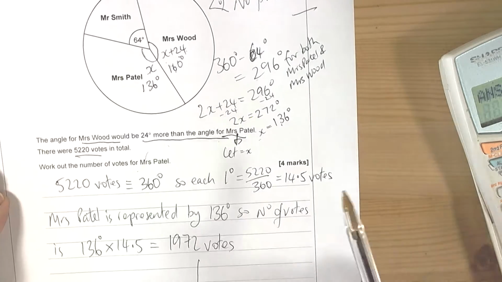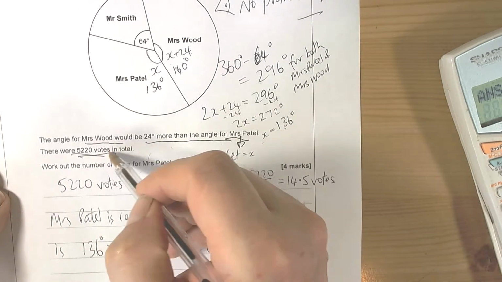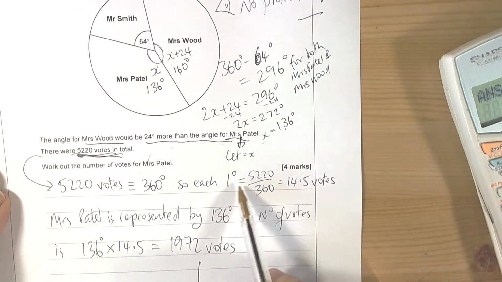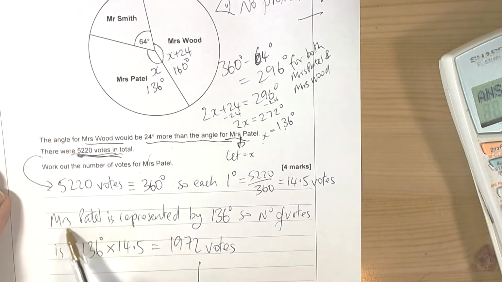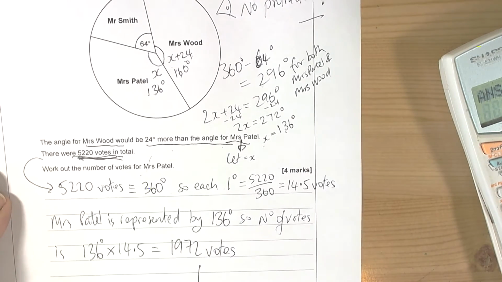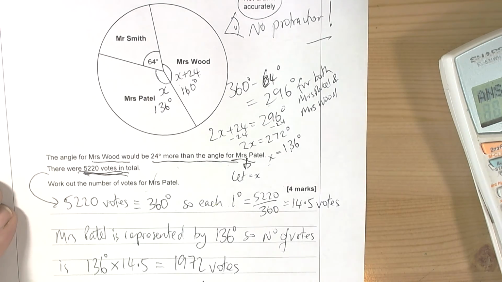Okay, and then we've used this fact here to work out the number of votes per degree, and we know how many degrees Mrs. Patel has, so we can work out then how many votes. So that's how that question could be answered, guys.